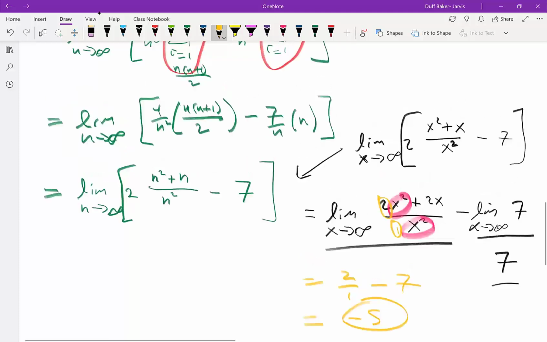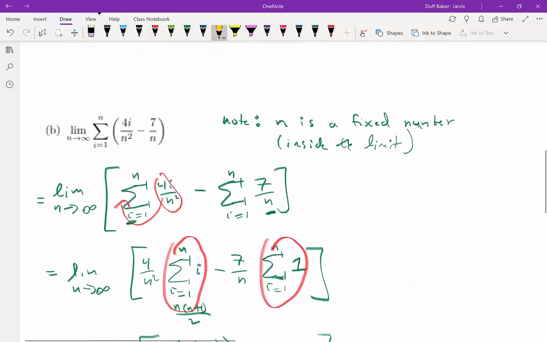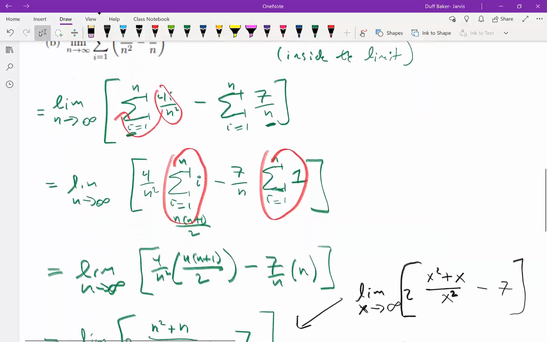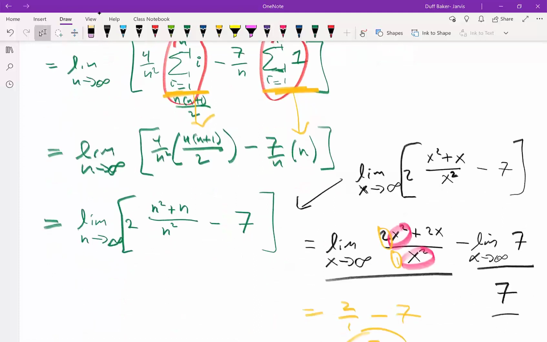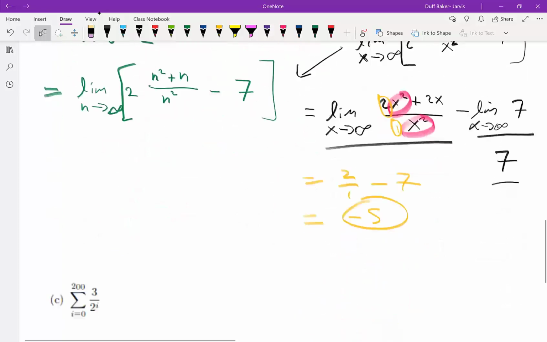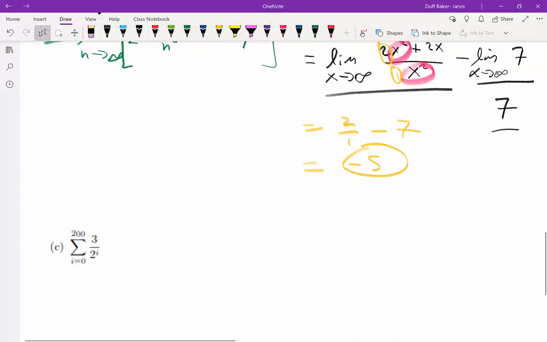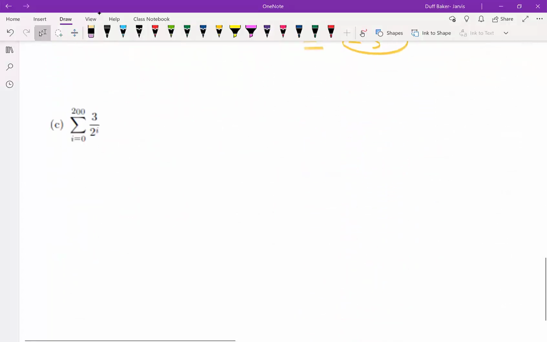So again, the idea is when you have something complicated like this, you break it down until you arrive at these limits that we know formulas for. Then you replace them with their formulas, simplify, and then use what you know about limits at infinity. Okay. And we'll be doing more of this after the exam.